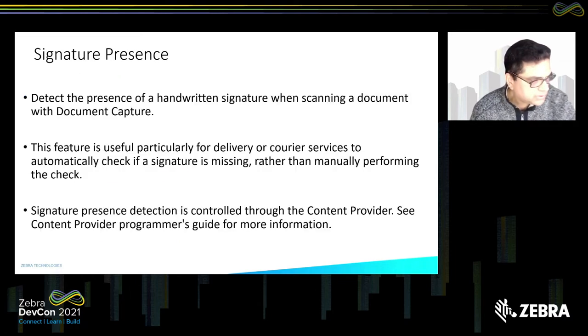So now you know how to capture a signature. It doesn't know if someone has put in their signature. It just captures that area. So now we added a new feature called signature presence, where you can say, is there really a signature? If there is a detectable signature, the system detects it and comes back and not only gives you the picture, it says, I did see a signature. That could be very helpful in terms of making sure the signature is captured.